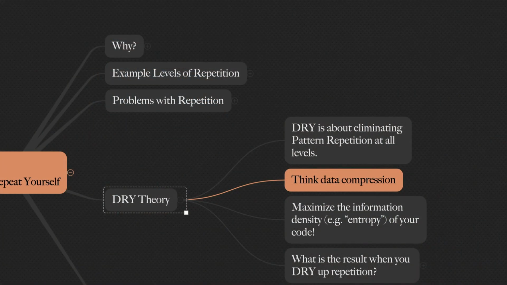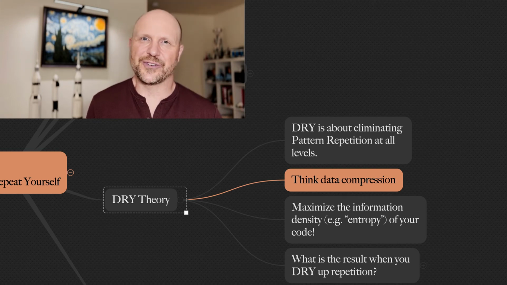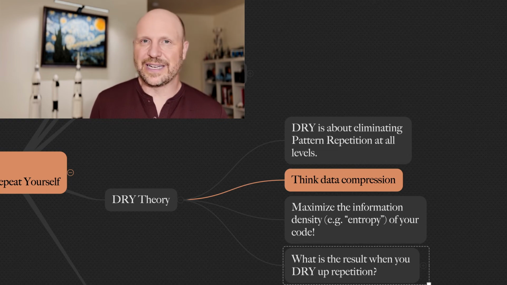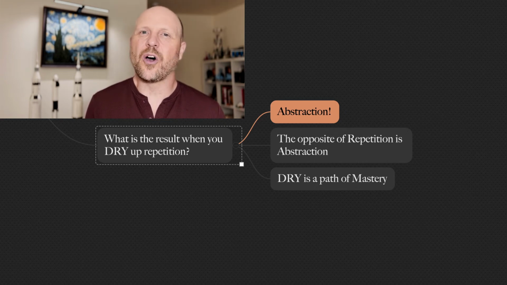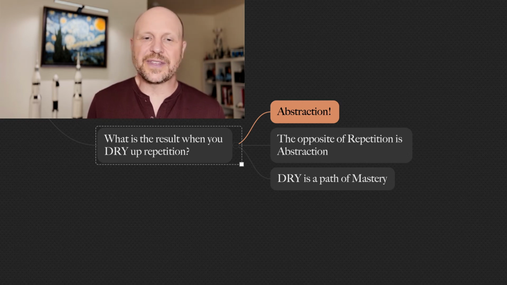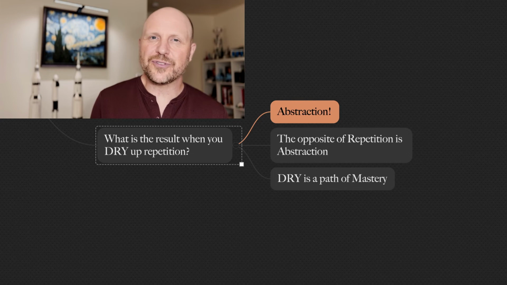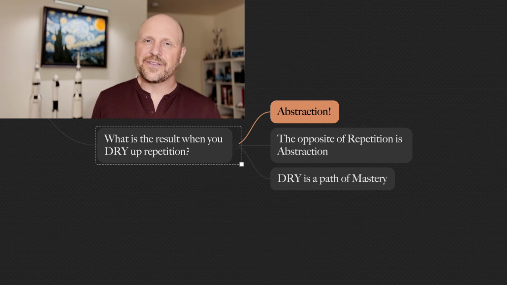So I ask you, and give you just a second to think about it: what is the result when you dry up repetition? What have you created in your code when you dried up a repetition? And it's important. It's a fundamental bedrock of computer science. It's an abstraction. And in fact, I would argue that all abstractions are merely the result of drying up repetition. That is what an abstraction is. An abstraction is taking something that is concrete and repeated multiple times and making an abstract representation that can be used an unbounded number of times. The opposite of repetition is abstraction.